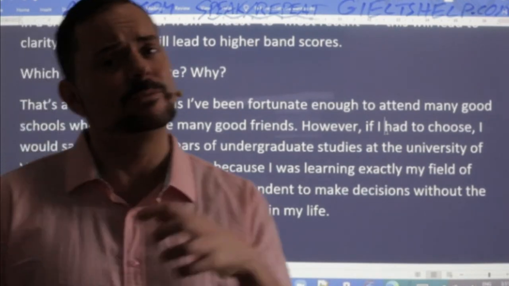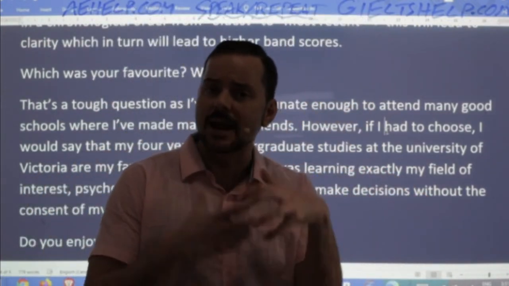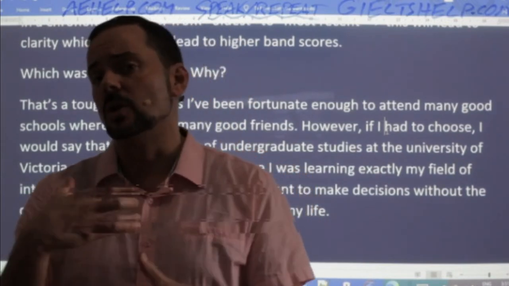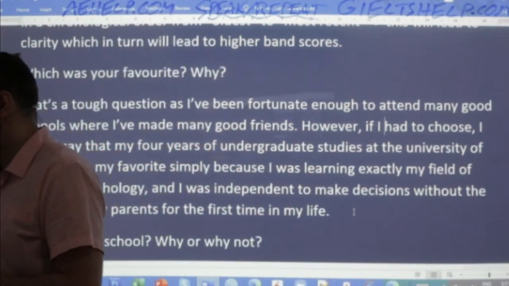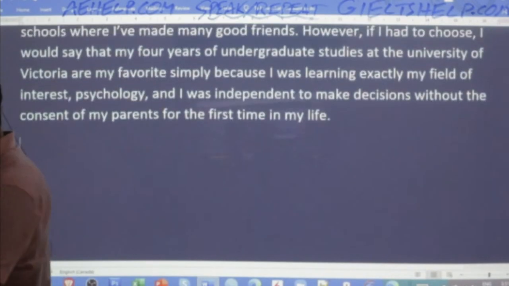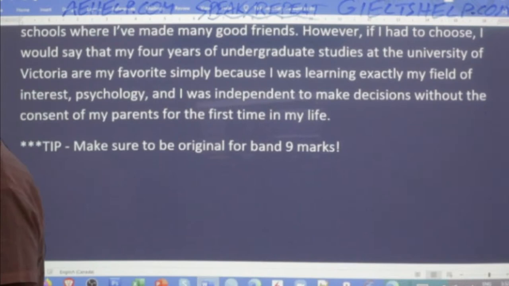All right, so that response shows you that band 9 level complexity, where I'm playing around with the grammar of my answer. I'm building a lot of fluency using quite a range of vocabulary as well. And of course, being very, very original. That's my final tip for today, is make sure to be original for band 9 marks. Okay, I keep reminding students about that, and you definitely want to do that, okay? So tip, be original, all right?